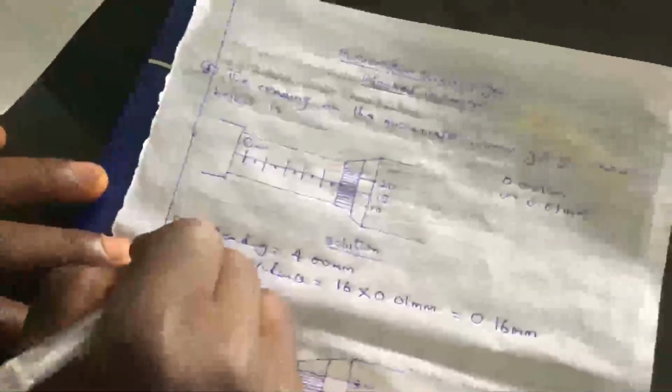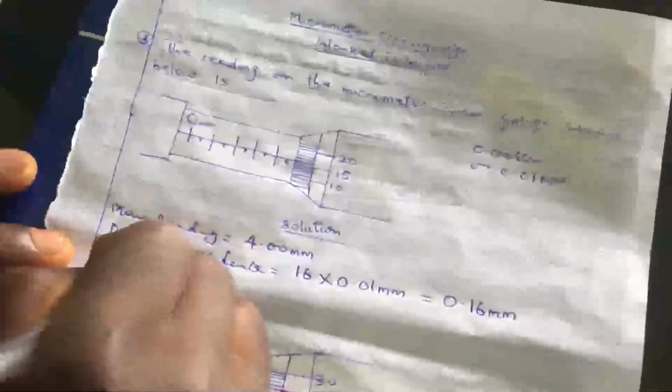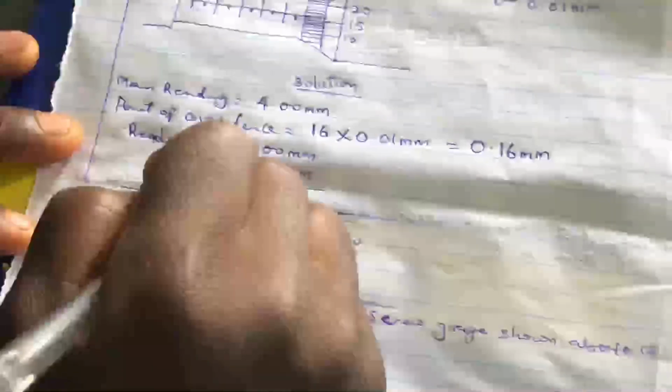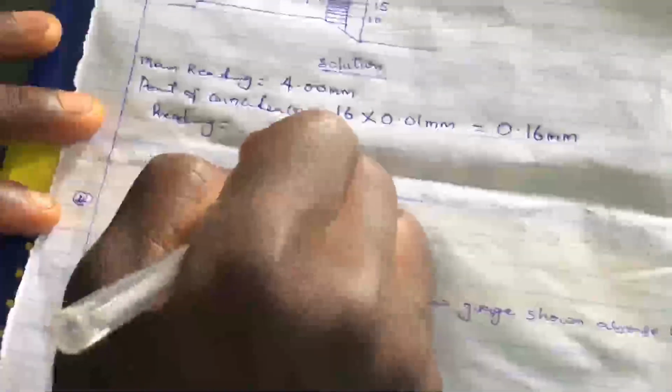0.16 millimeter, two decimal places in millimeter for a micrometer screw gauge. So our final reading now will be 4.00 millimeter plus 0.16 millimeter, and that will be 4.16 millimeter for this question.